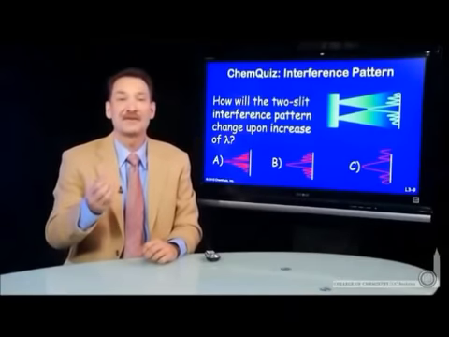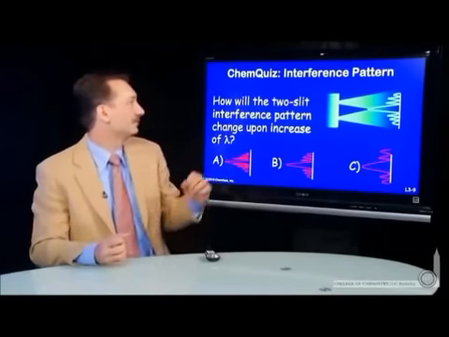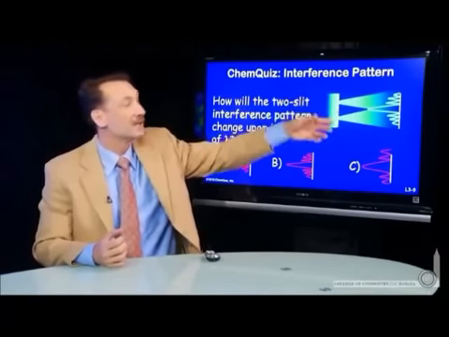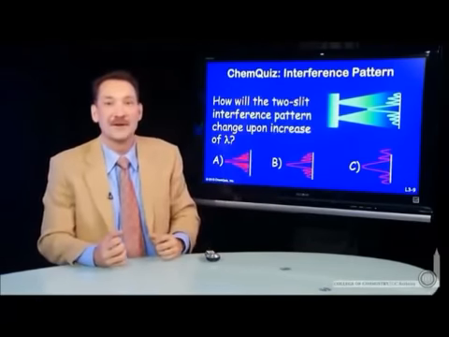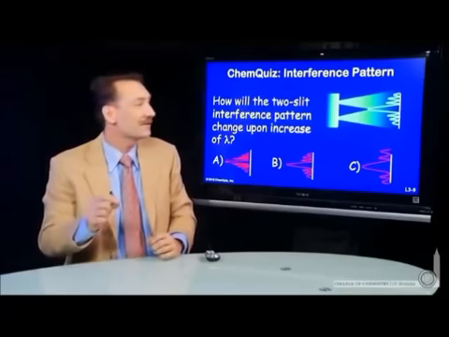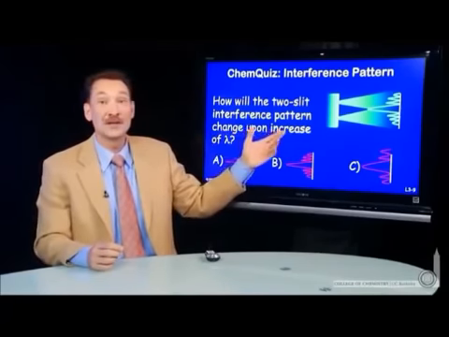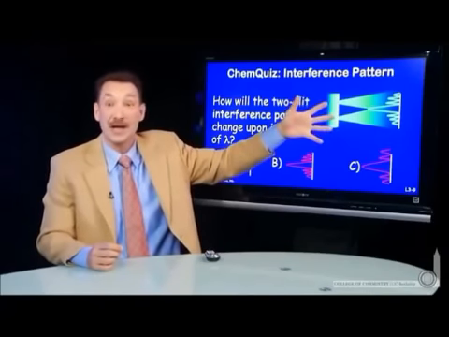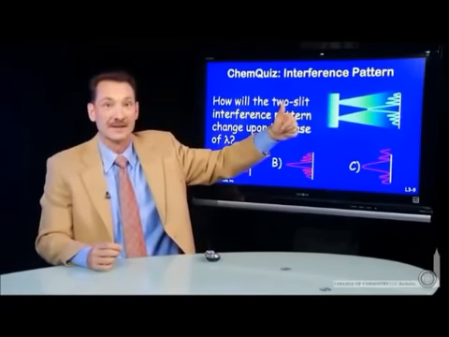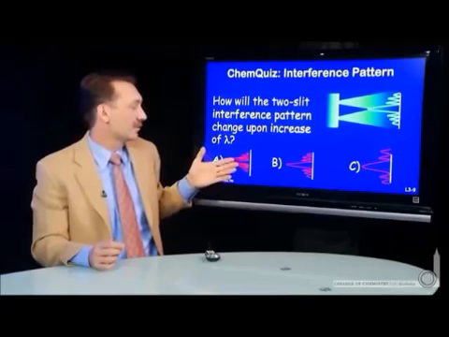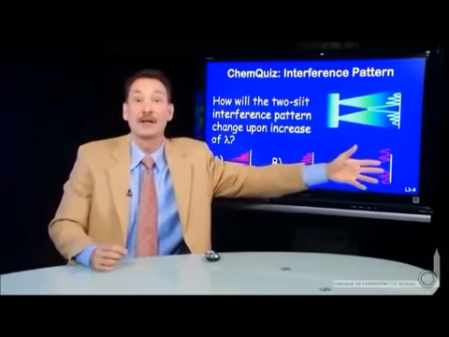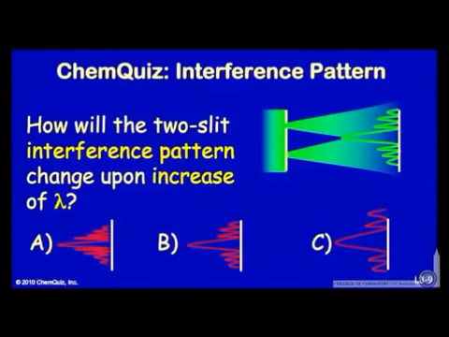So let's think about this interference pattern of light in terms of a chem quiz. So if you shine, say, green light and you obtain this two-slit interference pattern, how would that interference pattern change if you increase the wavelength lambda? So you go from, say, green light to red light, longer wavelength light. How will the interference pattern change? Will the pattern get more compact? Will it look about the same? Or will it get more dispersed? Think about that for a second and make a selection.